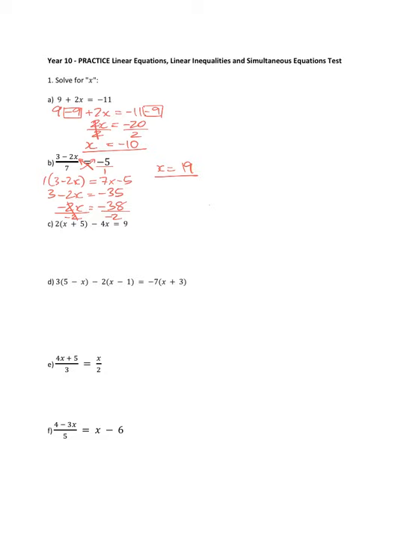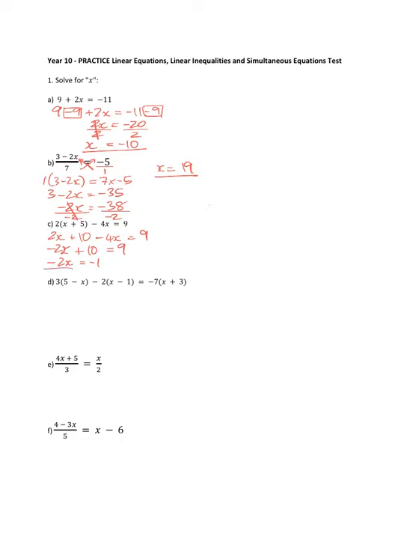Next equation, no fractions, but we've got brackets to expand. Expand the brackets. 2 times x is 2x. 2 times positive 5 is 10. Brackets expanded, you've got negative 4x left over is equal to 9. Collect like terms. 2x take 4x is going to be negative 2x. Still plus 10 on the left-hand side is equal to 9. Get rid of the positive 10 by taking 10 from both sides. Taking 10 from the left-hand side will get rid of the positive 10. Taking 10 from the right-hand side, 9 take 10 is going to be negative 1.